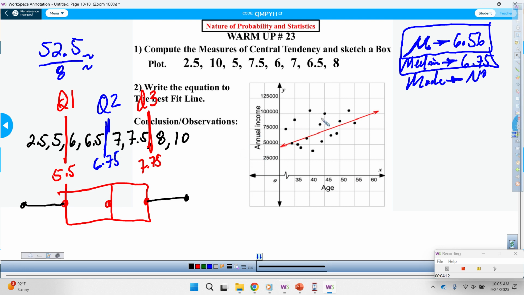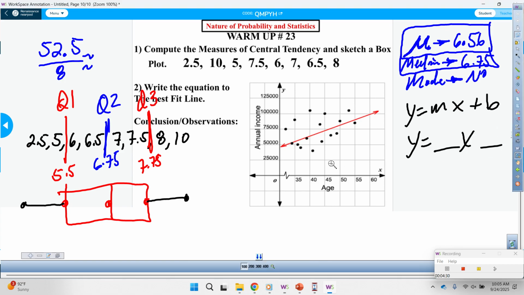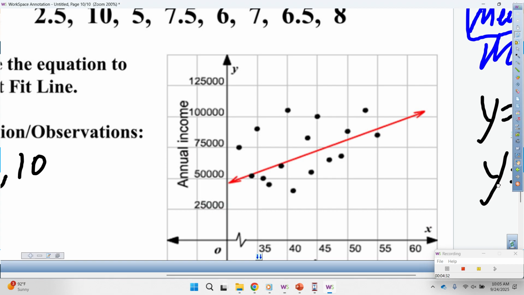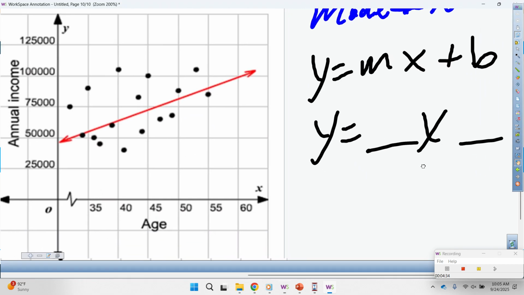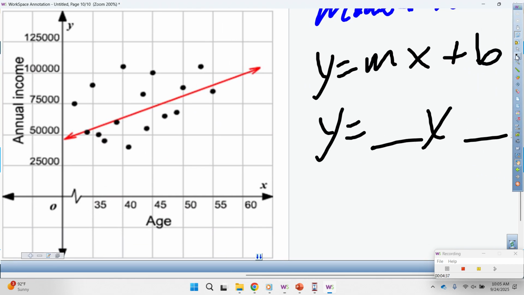Next, we need an equation for number 2. y equals mx plus b. y equals blank x plus blank. Let me zoom in. So according to that graph, we need a y-intercept. So turn to your neighbor, let them know what that is, and then Sean's going to pass to someone. What is our y-intercept?